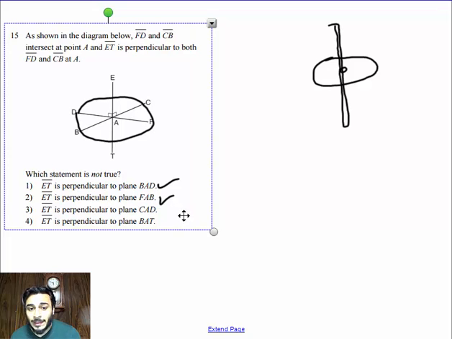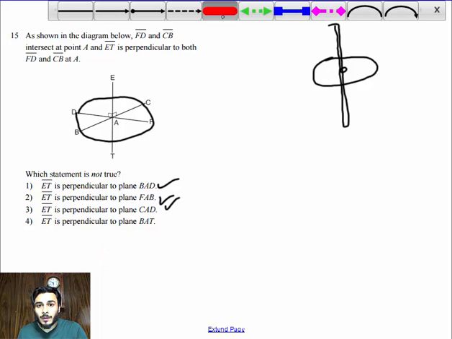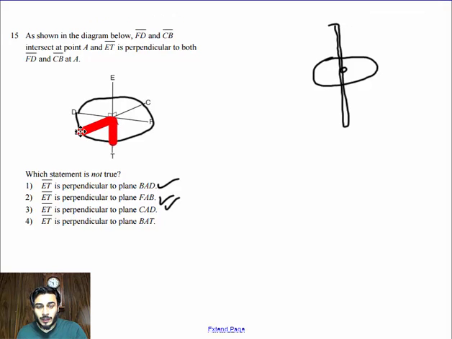Choice 3 says ET is perpendicular, again, same thing. The straw is perpendicular to the lid. And then choice 4 says ET is perpendicular to plane BAT. If you look at plane BAT, that's this guy over here, that line ET is contained in that plane. So it wouldn't make sense for that line ET to be perpendicular to that plane. So we know this is not.